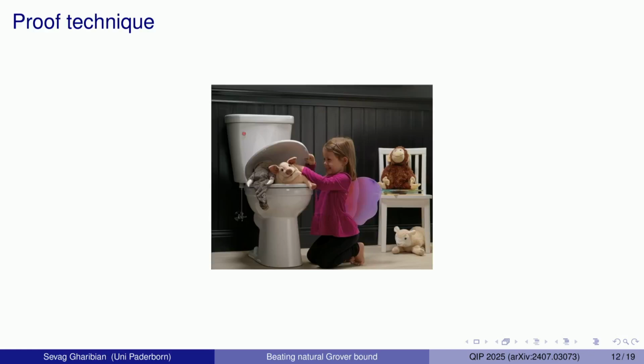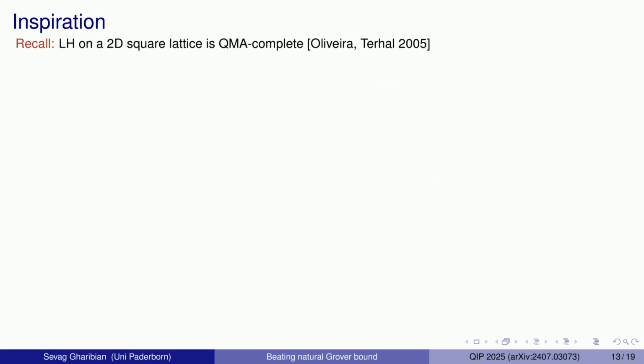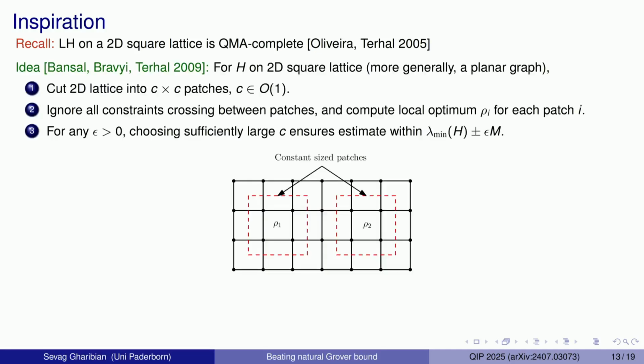Right? So we're literally going to do exactly what this little girl is very happily doing in this picture, right? Which is we're going to cram things down the toilet. And what do I mean by that? So I told you earlier that the local Hamiltonian problem on a 2D lattice is QMA-complete, right? But it's not difficult to approximate it, okay, with an approximation algorithm.